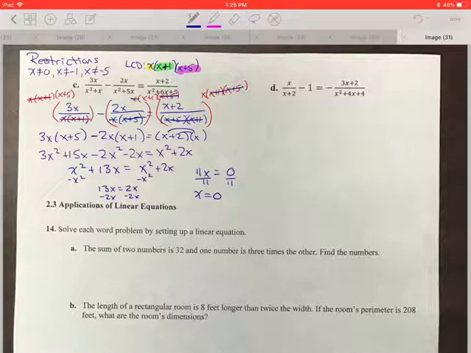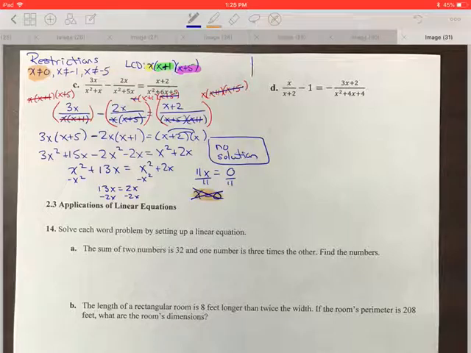But it is one of my restrictions. If I go up and look here, here's my restriction. X can't be 0, and that's what I got. That means I have to throw that answer out. And that was a whole lot of work for no solution.